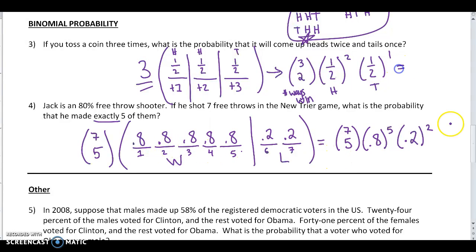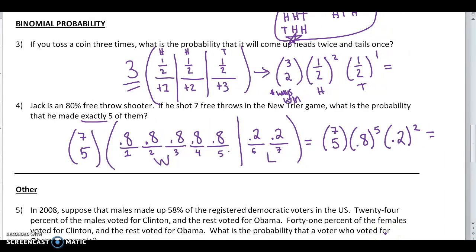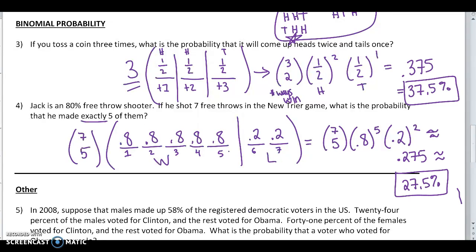Okay, we should probably go ahead and calculate these. I'm going to have you plug them into your calculator on your own, and I'll come back with the answer. Okay, if done correctly, the coin toss should be 37.5%, and the free throw should be approximately 27.5%. That's rounded. So again, this is binomial probability because you're counting the number of ways for these things to happen and what the chances are. This is probability. This is how many ways there are for that to happen.